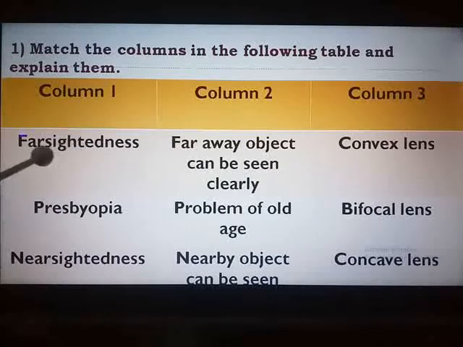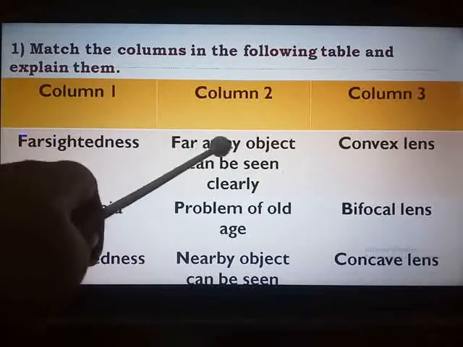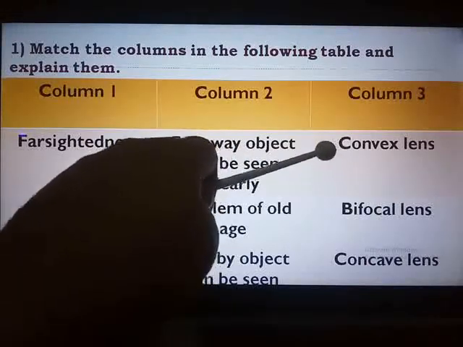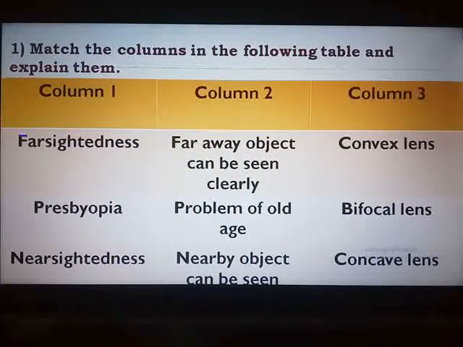Farsightedness, looking at the word you come to know, far away object can be seen clearly and can be corrected with the help of convex lens. Now on this slide, I have directly placed the answers for you. In the textbook, you can mark the answers and then write in the notebook.